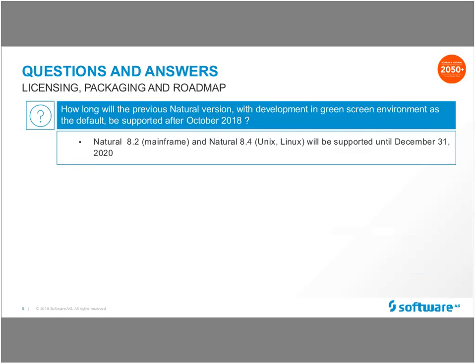Next question. How long will the current or previous Natural version with development in the green screen environment, as by default, be supported after the October release? And there is also a clear answer. Natural 8 for mainframe and NaturalONE 4 for Unix and Linux will be supported until December 31st of 2020. So there is enough time then to manage this change.